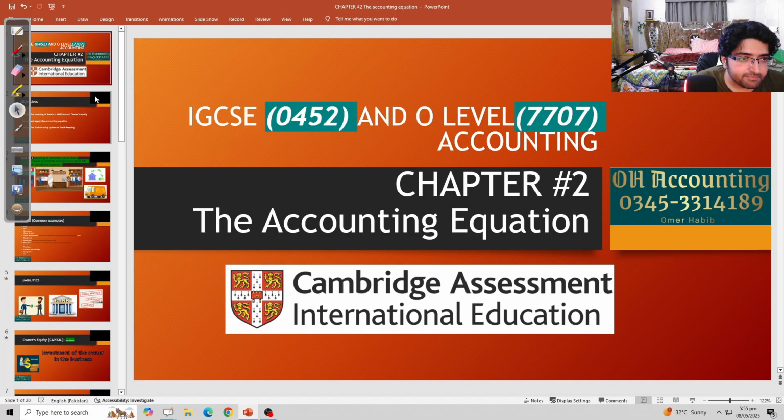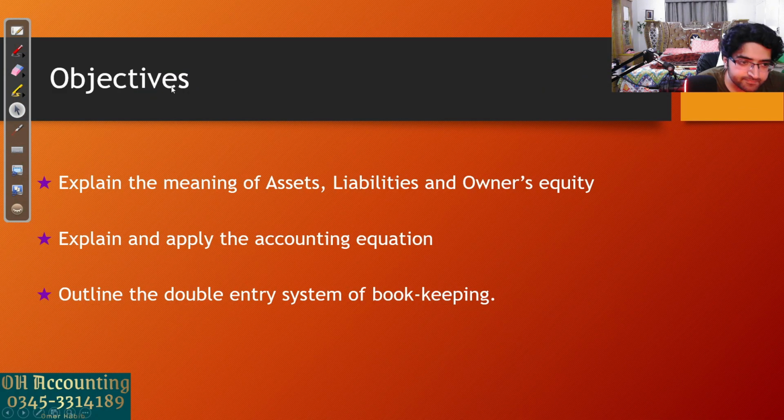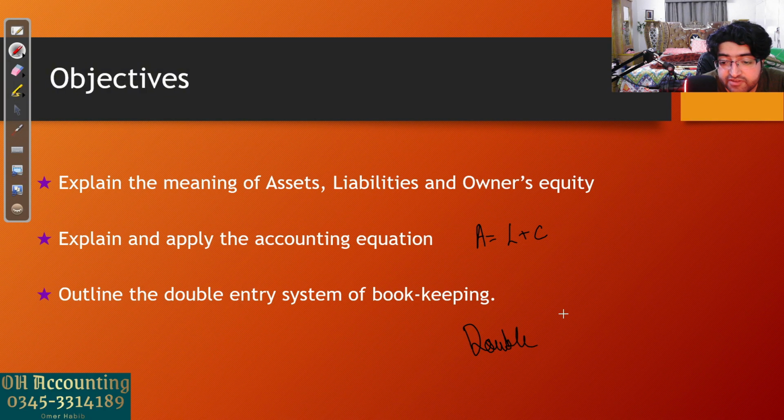That's it for this chapter. Let's look at the objectives one more time and see if we have covered everything. Explain the meaning of assets, liabilities, and owner's equity. I hope you know in detail what they are now. Explain and apply the accounting equation. I have told you the accounting equation, which is assets equals liabilities plus capital. I have also shown you the impact of transactions on the equation and the dual impact of each transaction on the accounting equation. So that's covered in detail. And outline the double entry system of bookkeeping, which again is showing the double effect of every transaction on the accounting equation. So we have done that.